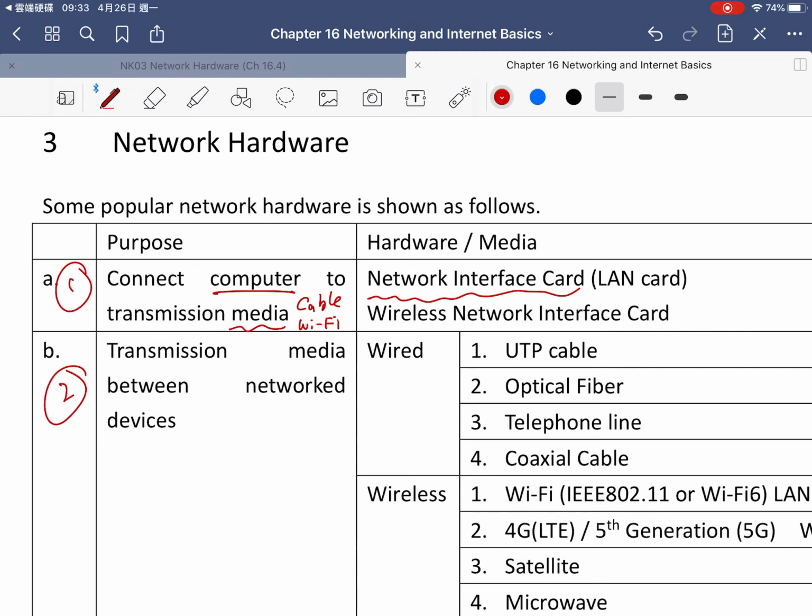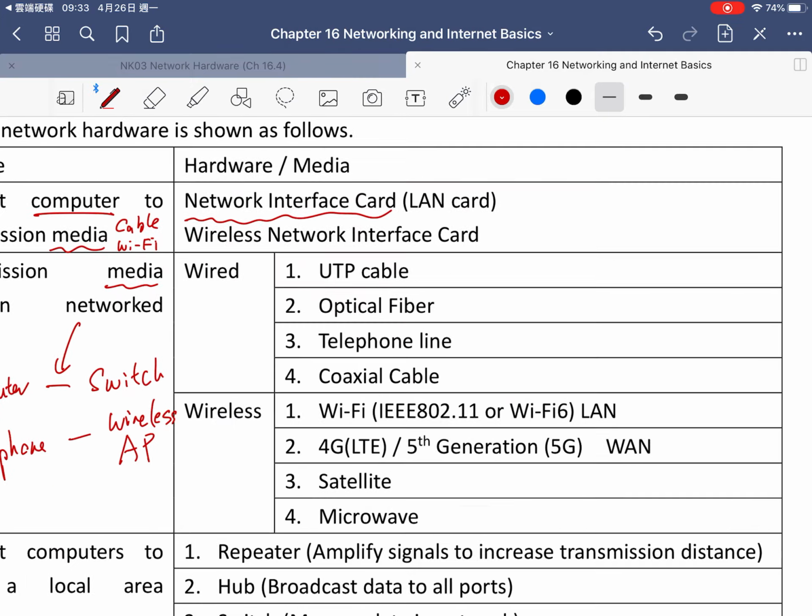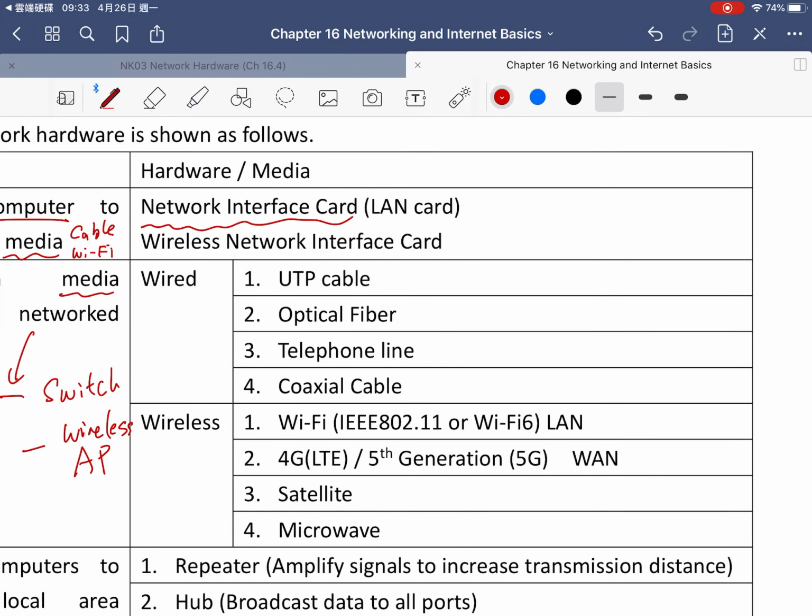The second component is the transmission media. It connects the computers to the switch, or smartphone to wireless AP. There are 2 major types of transmission media. It is wired: UTP cable, optical fiber, telephone line, and coaxial cable. Coaxial cable is outdated, which is seldom used nowadays.